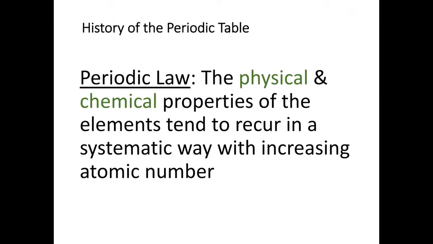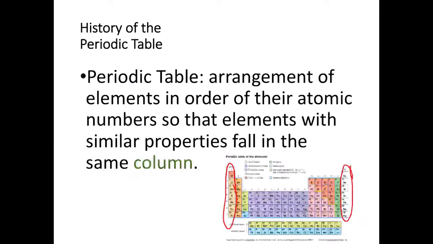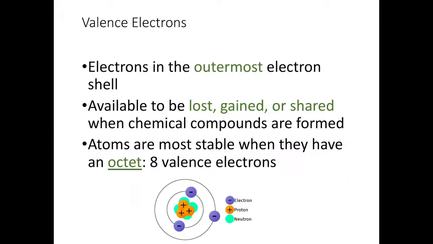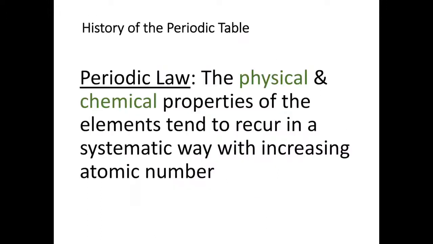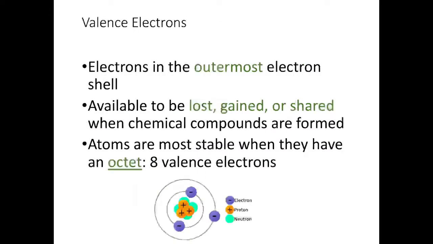Periodic law refers to the physical and chemical properties of elements that tend to recur in a systematic way with increasing atomic number, meaning that if you go back here, you have alkali metals, alkaline earth metals, lots of transition metals, some metalloids, nonmetals, etc., and then they'll repeat every 8 or so numbers. So again, it just refers to physical and chemical properties that reoccur.